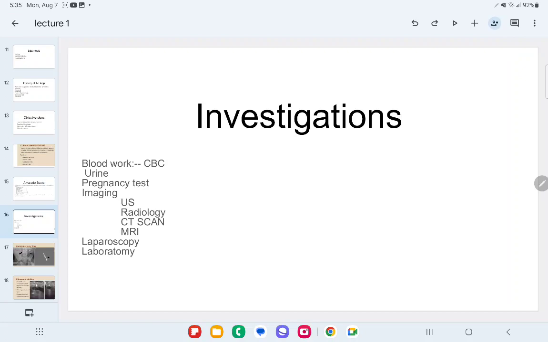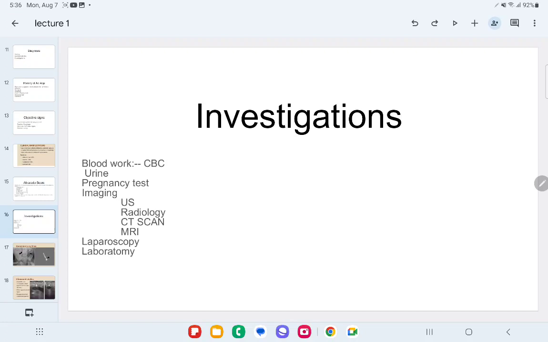What are the investigations to be done in acute appendicitis? Blood work, basically CBC, will show some leukocytosis. Urine might show pus cells or hematuria. Pregnancy test: if it is negative, it will exclude causes due to pregnancy.